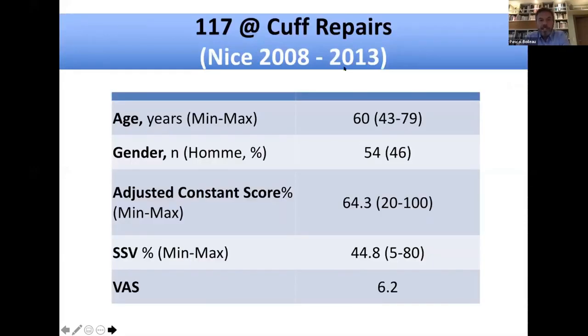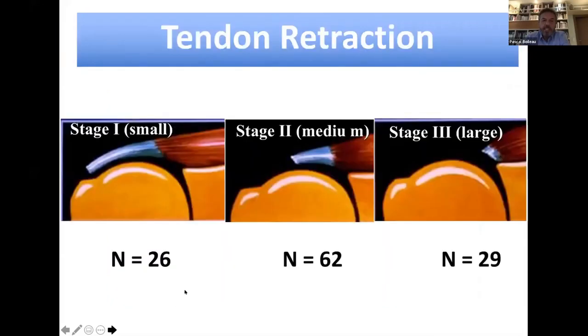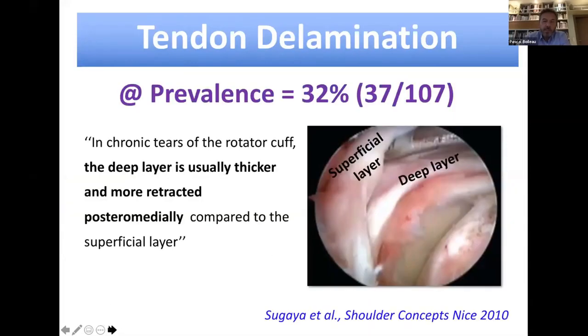And you can see that there are 117 arthroscopic cuff repairs. Mean age of the patients is 60 years, mainly 50-50 men and women. And these are the preoperative parameters. You can see that there were some small tears, some medium tears, and some large tears in this series. And of course, there were some tears that were delaminated, with a deep layer which was usually thicker and more retracted posteromedially than the superficial layer.